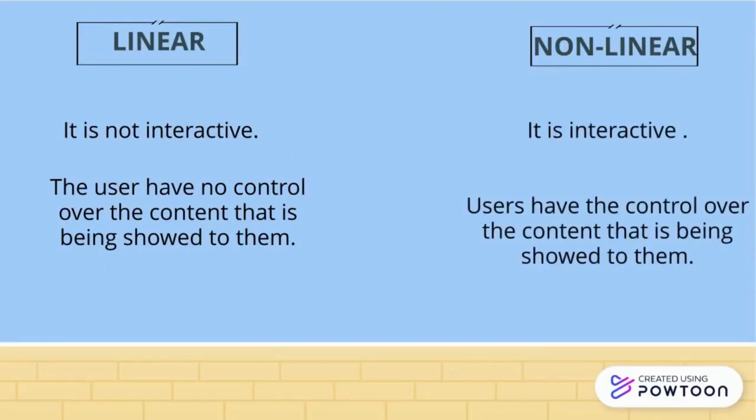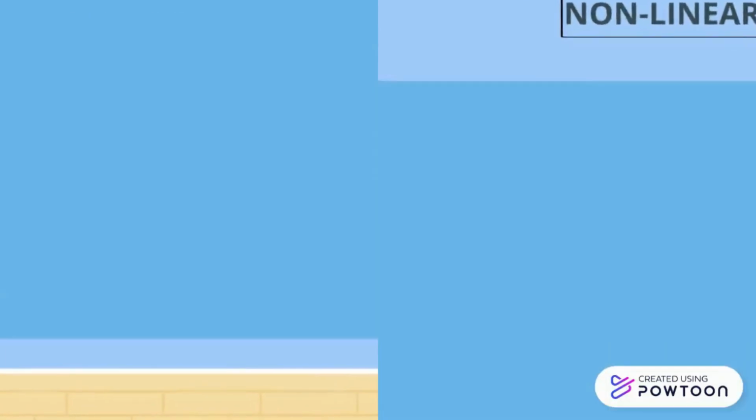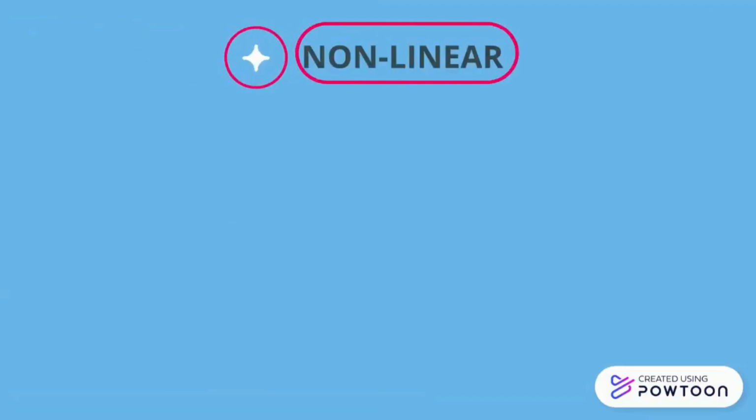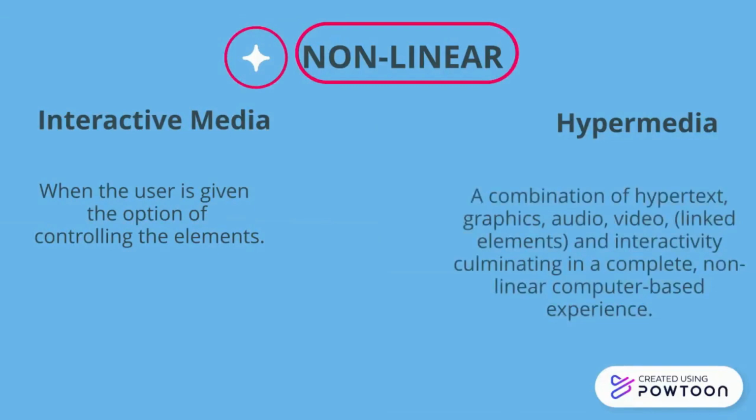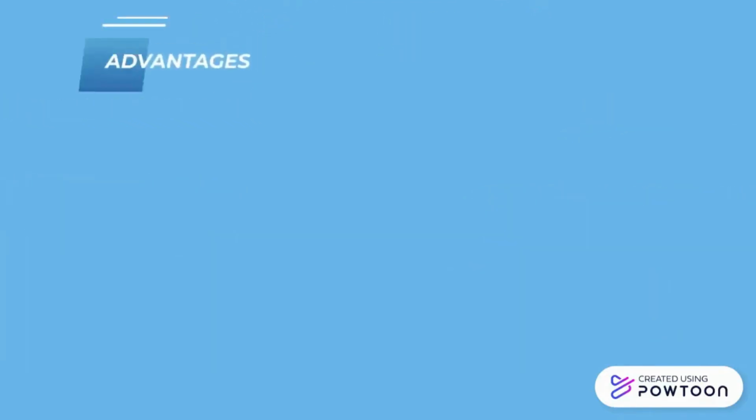users have control over the content that is being shown to them. Also, users are given navigational control. Nonlinear multimedia has two types, the interactive media and the hypermedia. Interactive media is when the user is given the option of controlling the elements. Hypermedia is a combination of hypertext, graphics, audio, video, and interactivity culminating in a complete, nonlinear computer-based experience.